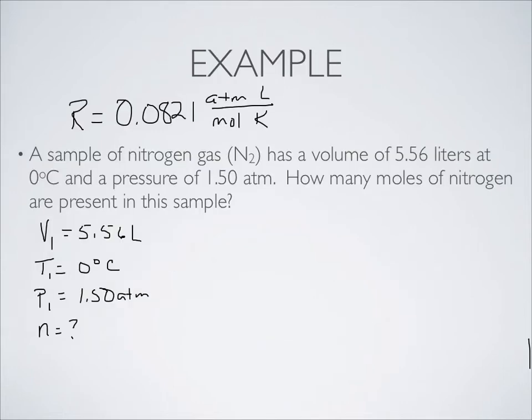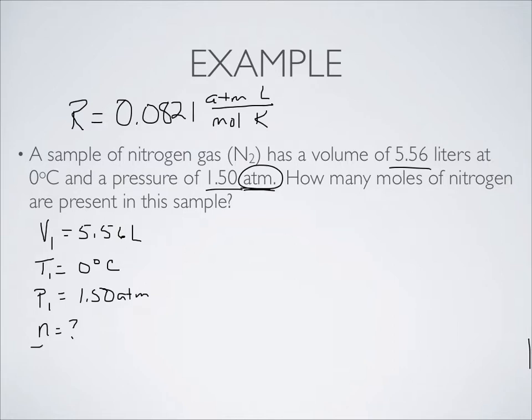Let's take a look at this. It says a sample of nitrogen gas has a volume of 5.56 liters at 0 degrees Celsius, pressure 1.5 atmospheres. Now notice this one's in atmospheres, so we have to use a different R value. I'm going to use the R value that goes with atmospheres, which is 0.0821. The question is how many moles of nitrogen are present. So we're trying to figure out moles.